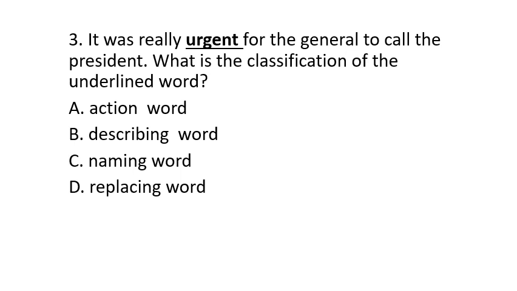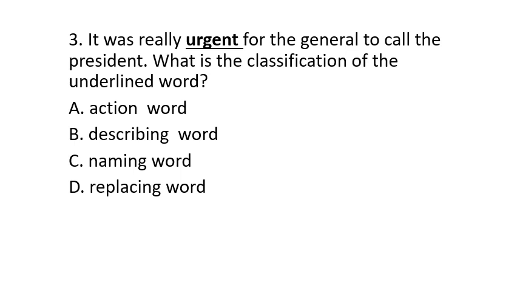It was really urgent for the general to call the president. What is the classification of the underlined word? Letter A, action word. Letter B, describing word. Letter C, naming word. Letter D, replacing word. The underlined word urgent in the sentence is a describing word, letter B.